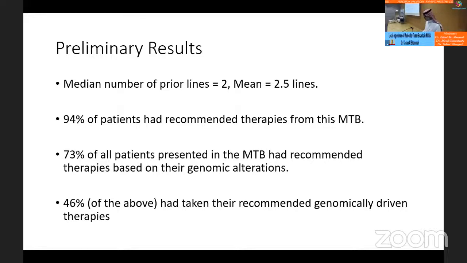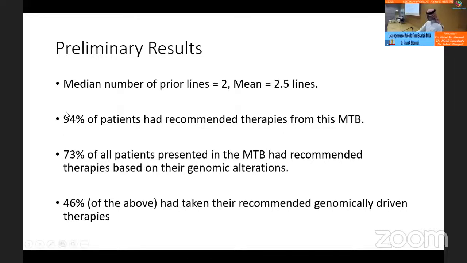So I guess what I'm trying to say here is that this is a cohort of patients that have been heavily pretreated. Now, 94% of patients that were presented in this tumor board had recommendations of therapies. 73% of all patients presented in our molecular tumor board had recommended therapies based on their genomic profile. So this equates to 3 out of 4 patients having genomic therapies recommended.